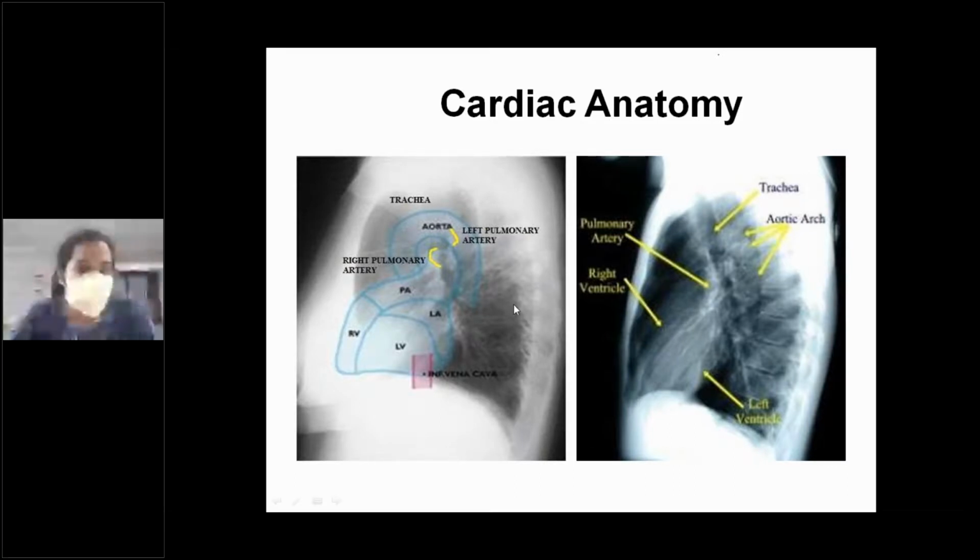Okay, so on a lateral radiograph, the right ventricle, okay, which semester students are you? 9th sem, ma'am. Okay.